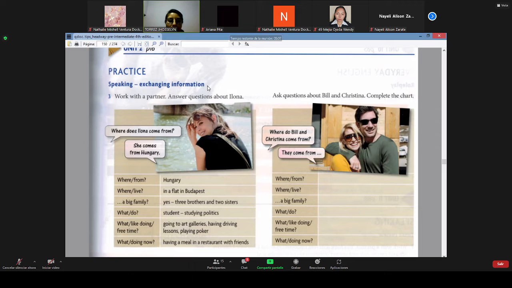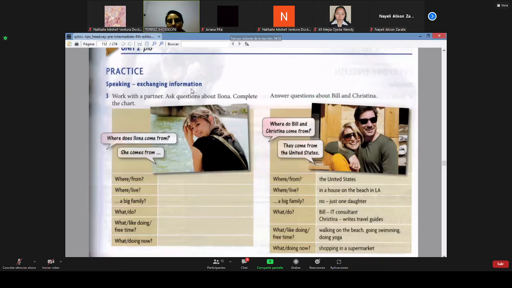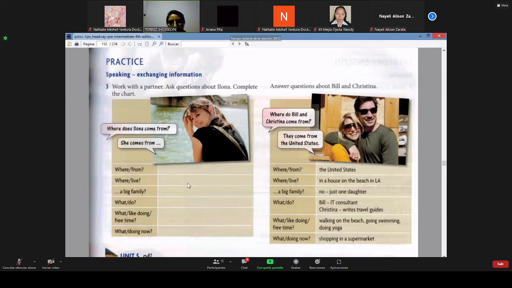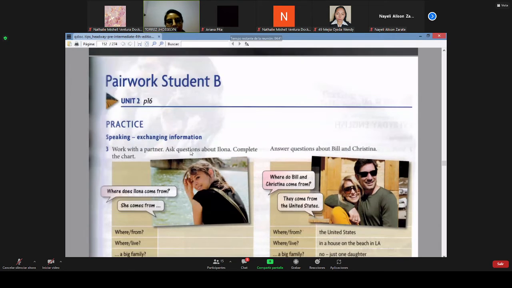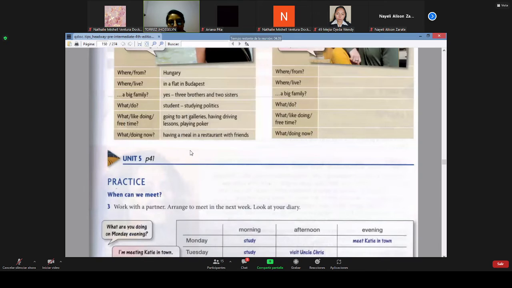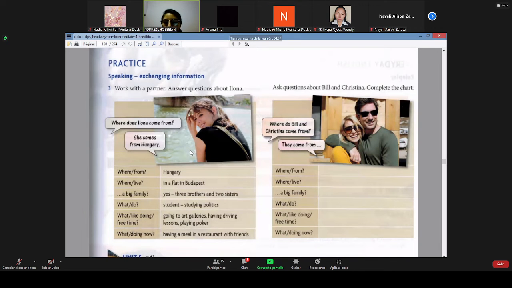Please, let's start. We have a question, right? Well, group A, you have here the information about Ilona, right? But what happened with the next group? Group B, what do you have to do? You don't have the information about Ilona. What do you have to do, group B? You have to ask questions, okay? So please, group B, you have to ask questions, and group A, you have to say the correct answers, okay? Please, let's start with group B. First question.